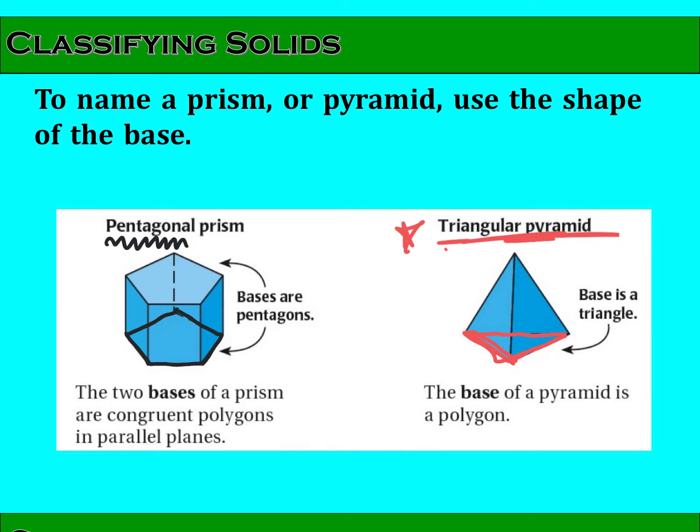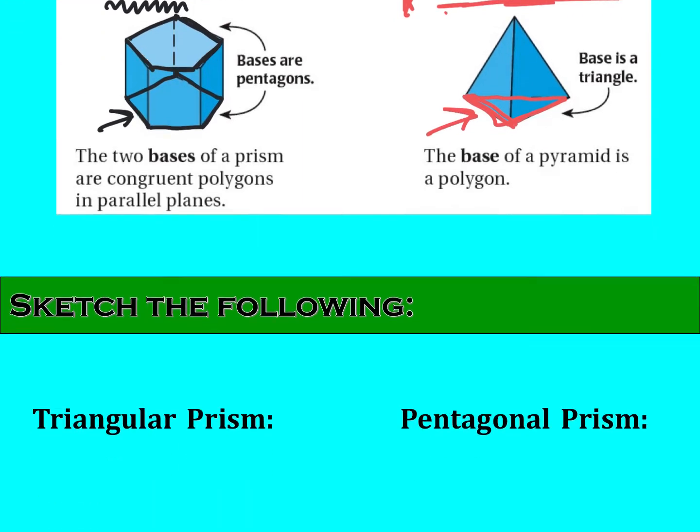Now, let me explain why. Why is one called a prism and one's called a pyramid? Well, this would be considered a pyramid because it just has one base to it, okay? And that one base is a triangle. Now, with a prism, it holds two of these bases or two of the pentagons. So that's why it would be considered a prism.